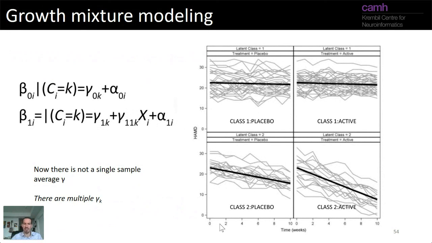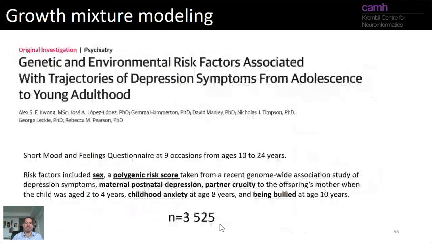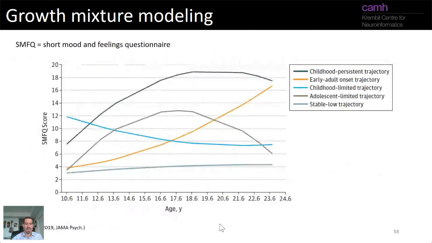This is the foundation for growth mixture modeling, and it was applied very nicely in this integrative study, where they looked at sex, polygenic risk scores, maternal postnatal depression, partner cruelty, childhood anxiety, 3,500 subjects. Really nice study. What they did was exactly what I mentioned, growth mixture modeling over age, over the course of development.